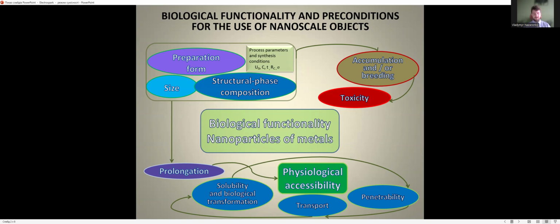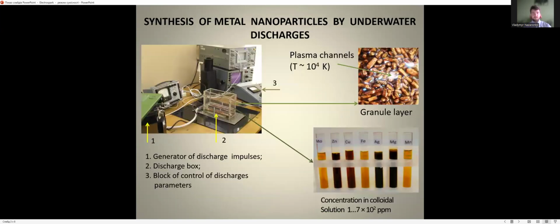Besides, it is obvious that the biological functionality of nanoparticles will be related to their morphological characteristics and accordingly to the parameters and conditions of the synthesis. So in this diagram, we see all the main components and parts of biological functionality that have been studied and modeled. And to solve the issue mentioned before, we used a special device which consists of three parts.